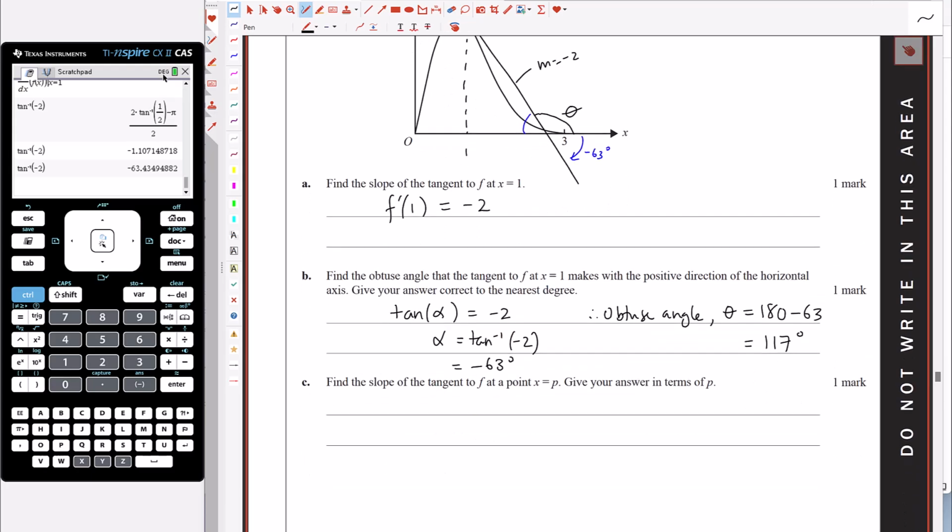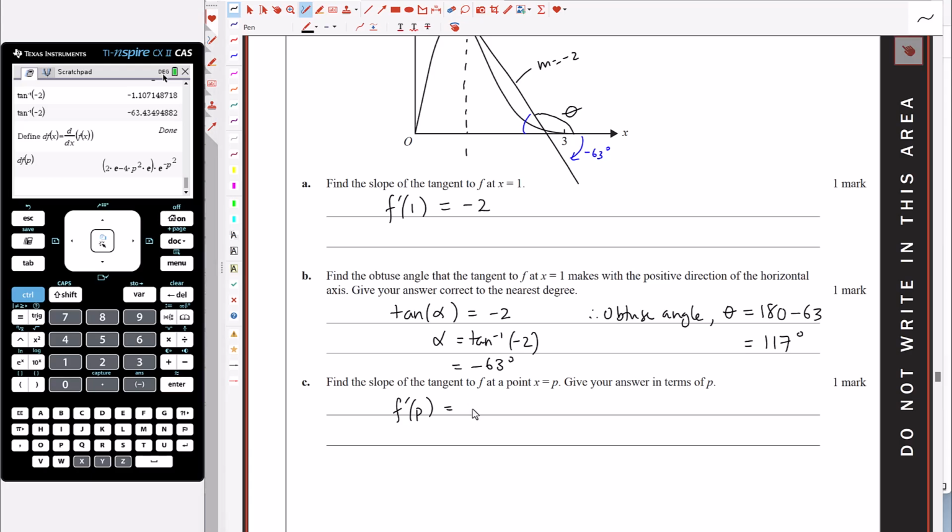Okay, part C, find the slope of the tangent to f at a point x equals p. Give your answer in terms of p. Okay, so it's just the gradient at p. One thing I often like to do is define a gradient function. It just makes it much easier to work with. So I'm going to define the derivative of f as df of x. I use the same convention every time. And so then that makes it easier for me to substitute p into that derivative, which gives me that.